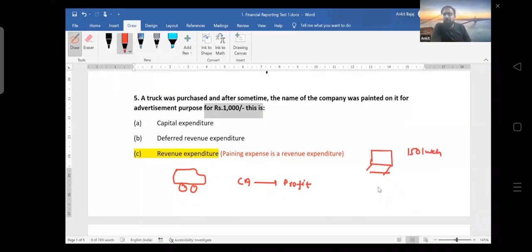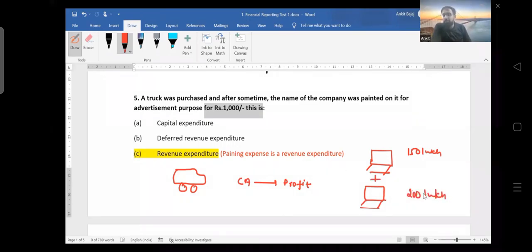Now what I will be doing, I will be buying one laptop. You just let me know what is the reason why I will be buying the one laptop. If I'm getting more clients, definitely I will buy one more laptop. So obviously it will increase the revenue of the business, and if revenue increases, my profit will also increase.